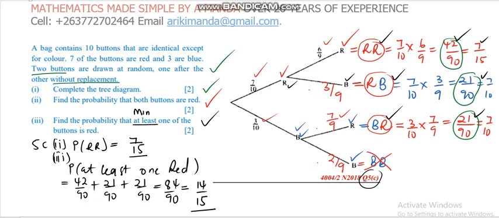This is our answer. This is fairly easy. So take note, whenever there is a mention of the word at least, it simply means minimum. And minimum, we don't have a maximum. Wherever you find one red ball, you're going to take that.